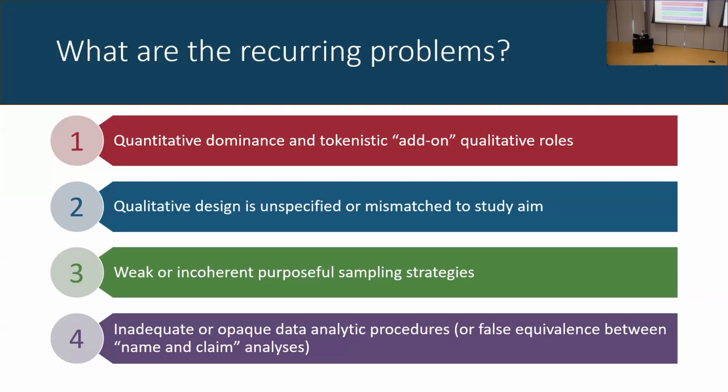Another recurring problem is really a lack of adherence to using or applying the principles of purposeful sampling. So we end up with these weak samples, mostly convenient samples. Or there is, again, a lack of details or opaqueness about the data analytic procedures. And something that I call name and claim, where they write and say, this is what we're doing, but really they're doing something else. So they'll say, this is a grounded theory study, but when you look at it, they're really only doing a descriptive study. So these are some of the recurring problems.